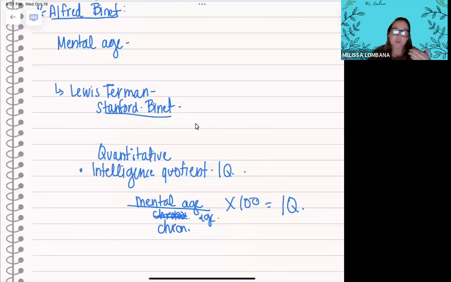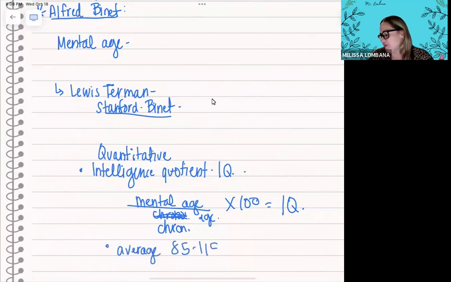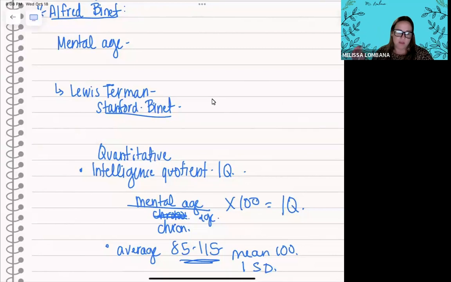Okay, now to be honest with you, they do not use this formula as much really now. So they have different formulas, a lot more statistical methods of doing that. Okay, but what they came out with was that the average IQ is what we know as 85 to 115, which the mean is 100, and this score range is one standard deviation away from the norm.